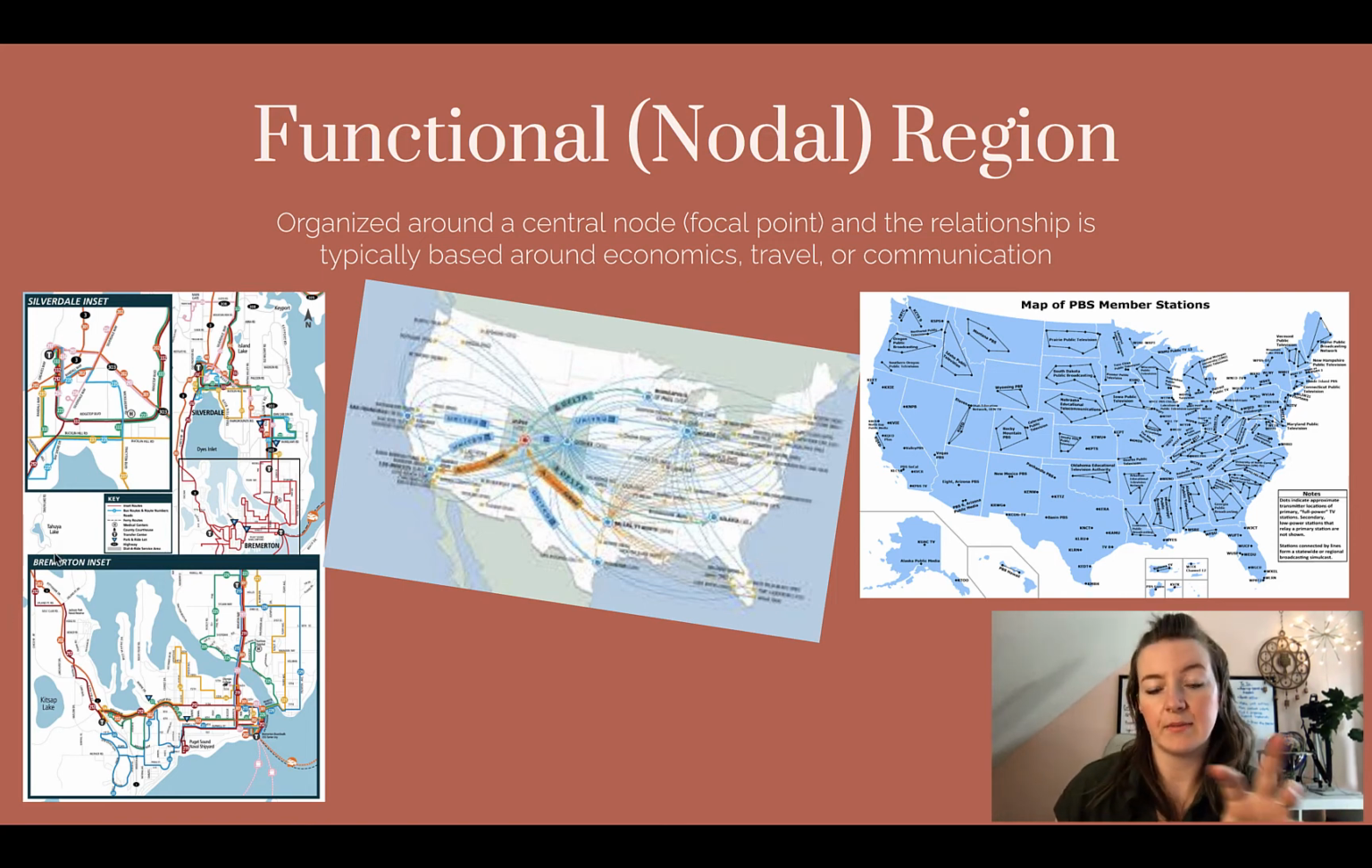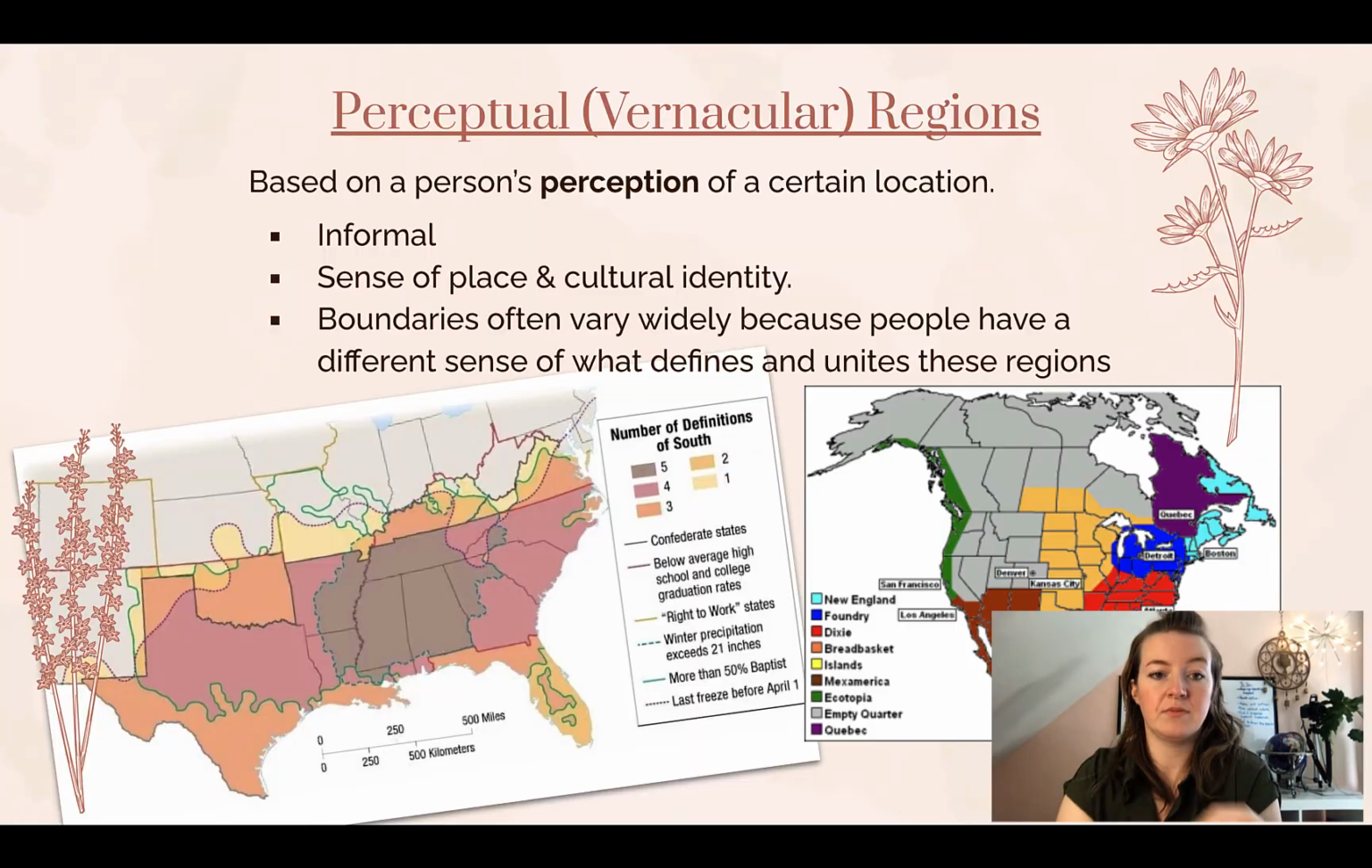And where Kitsap Transit functions is a functional region. Where airplanes fly, where particular companies fly to, airlines fly to, that's a functional region. Or if we look at television stations, where they broadcast, that's a functional region.